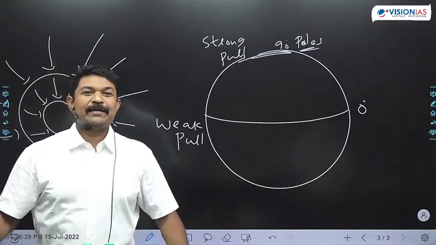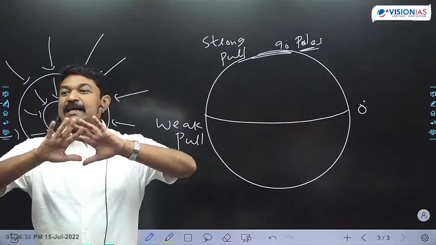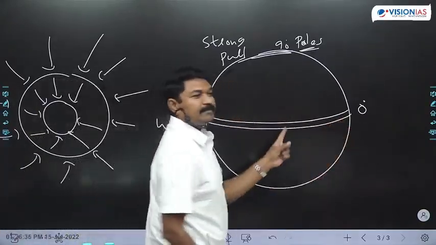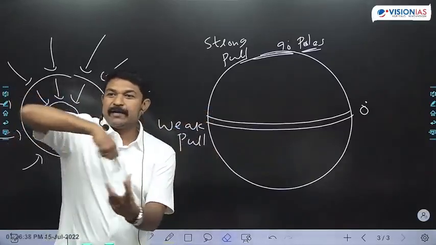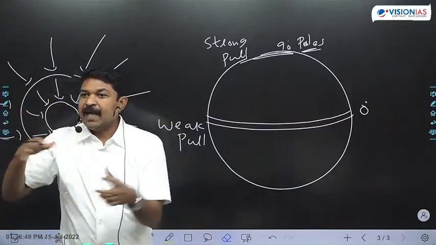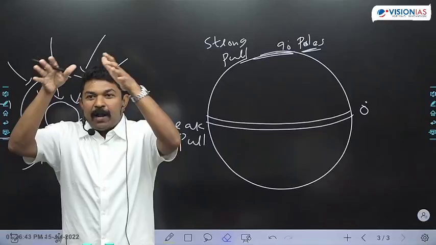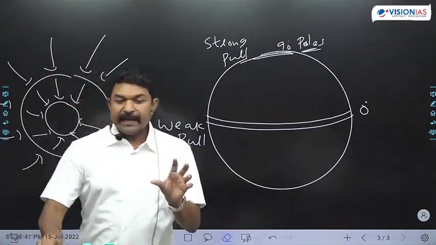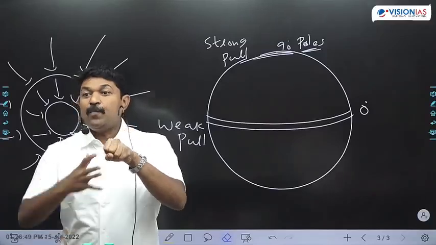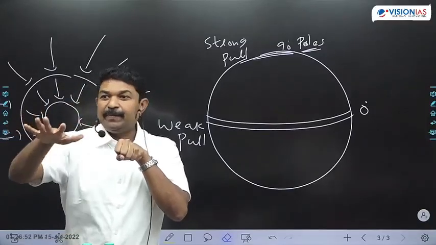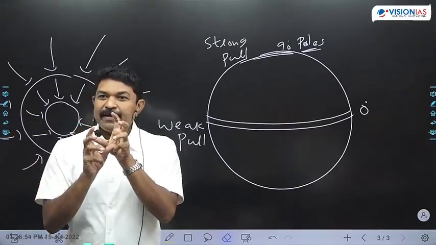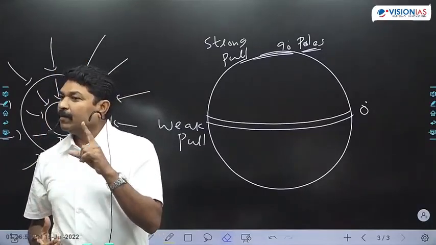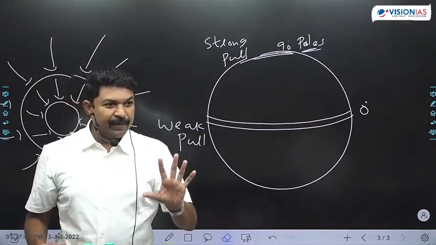What is the meaning? See here. Whenever you look at the surface area, where do you find more surface area? Around the equator, you can find a very great surface area. As you move towards the polar region, what happens to the area? The surface area becomes less. When energy is applied on a larger area, the intensity will be weak. When the same energy is applied to a smaller area, you will have a greater pull. Is it clear?